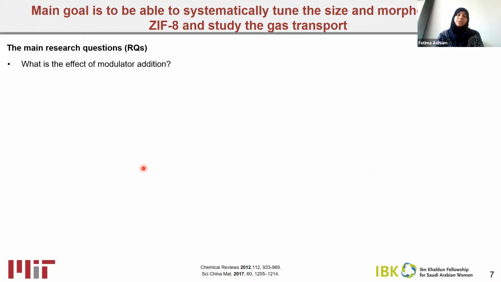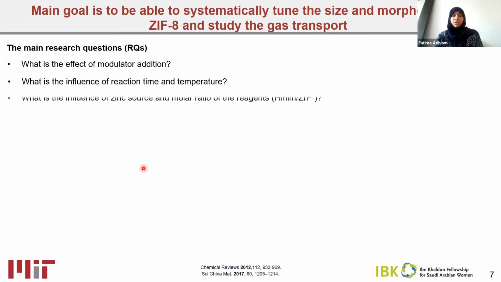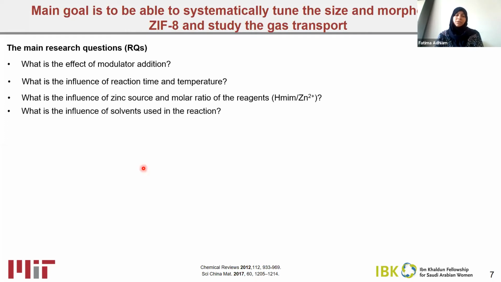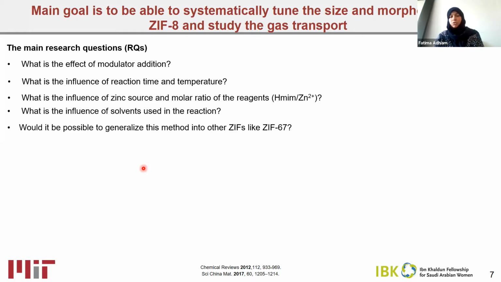Like what is the effect of modulator addition, what is the influence of reaction time and temperature, the influence of zinc sources and molar ratio, and what is the influence of the solvent used in the reaction. And the most important question is, would it be possible to generalize our method to other ZIFs like ZIF-67? So in order to answer all of these questions, we need to know that ZIF-8 material can be constructed from any zinc precursor plus 2-methylimidazole.